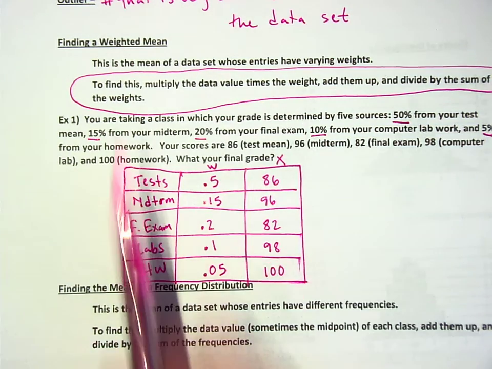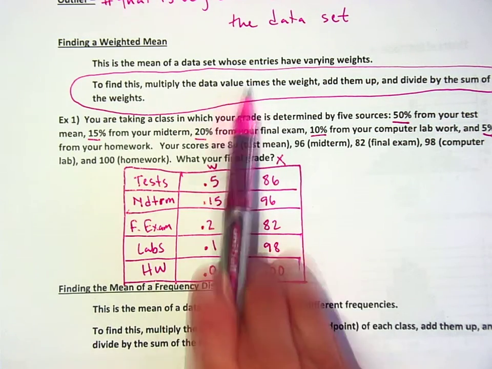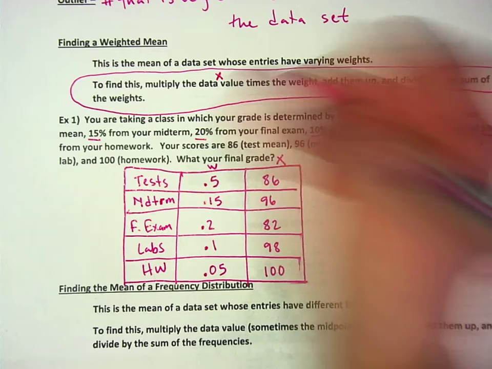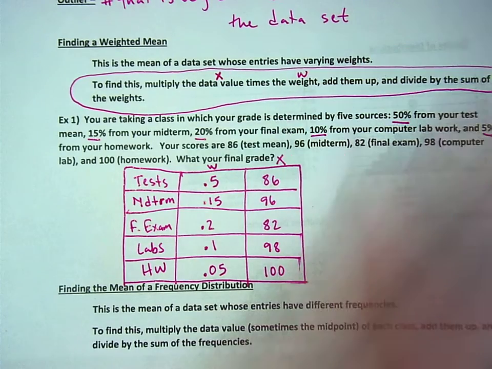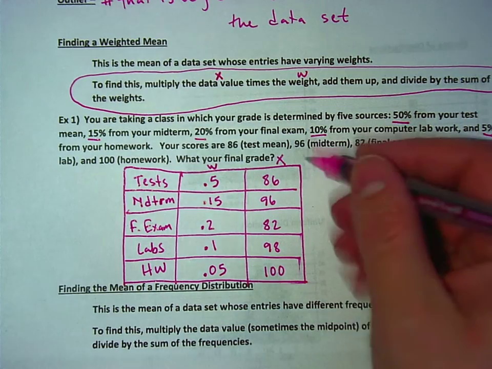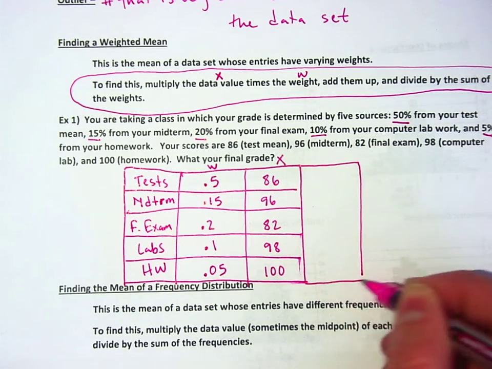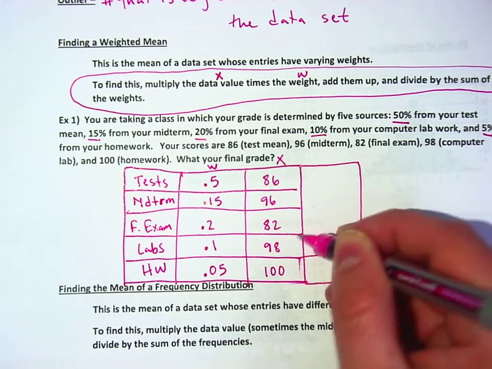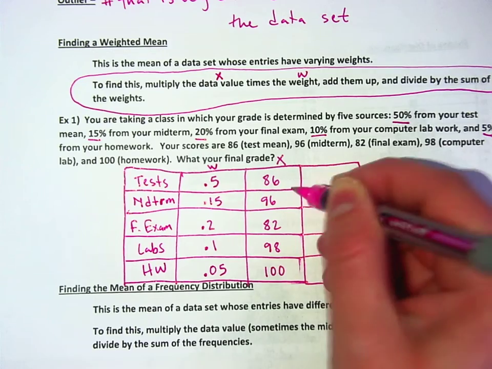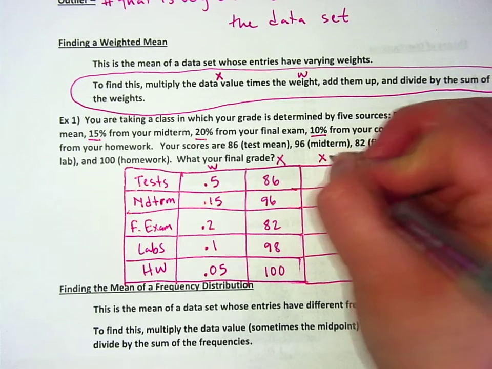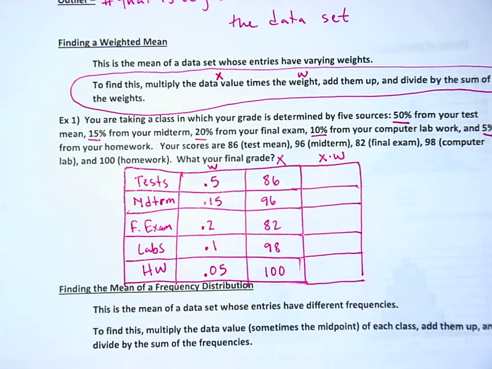So now it says multiply the data value, X is the data value, times the weight, and then add them up and divide by the sum of the weights. Now the weights all add up to 100%, so we don't need to worry about that. So here we've got X times W. You're going to want a calculator for this.